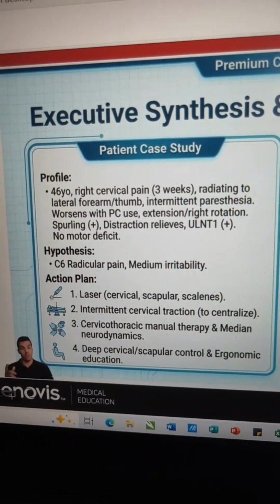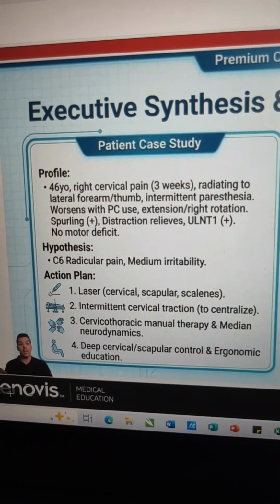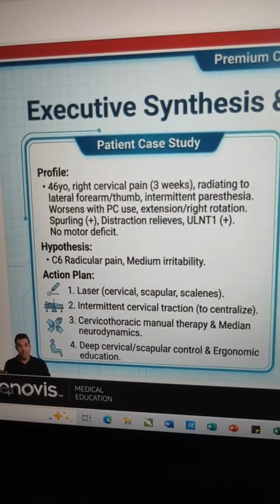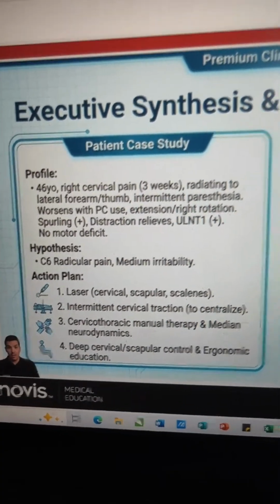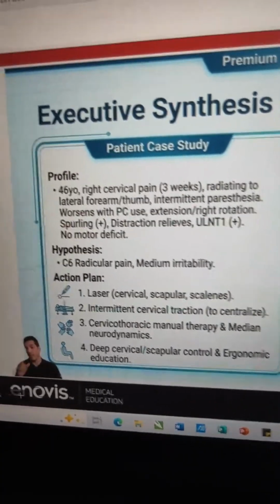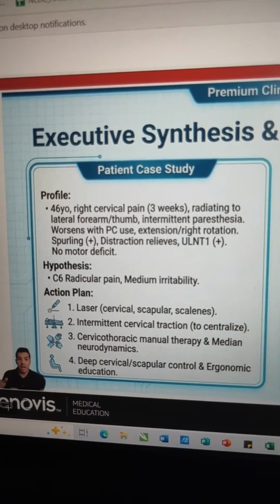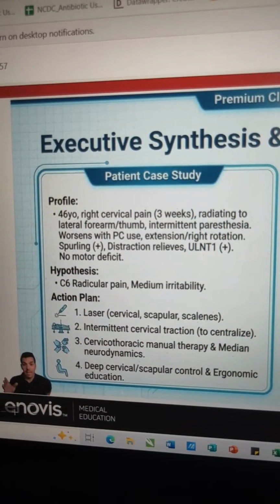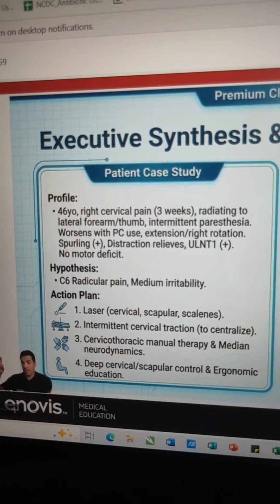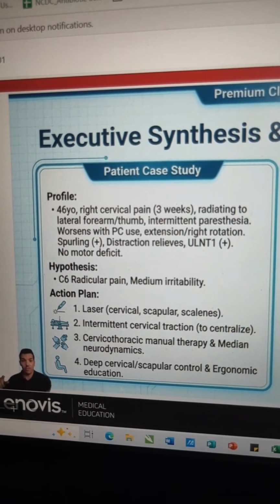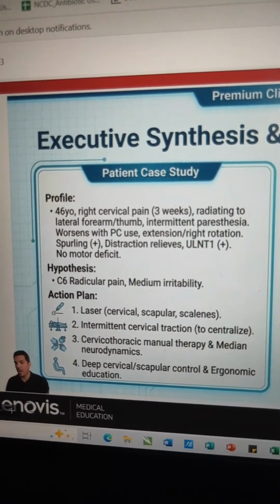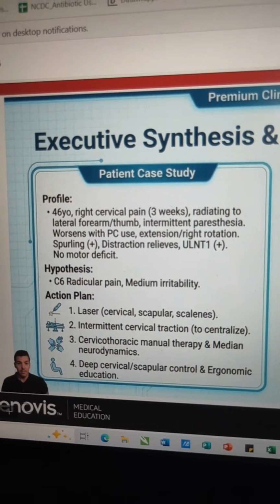Cervical distraction provides relief, and the neurodynamic test of the median and radial nerve areas reproduces the symptoms, but there is no motor deficit. With this information, the main hypothesis is radicular pain related to the lower mid-cervical region, isn't it? At the level of the radial nerve, we're talking about a moderate level of irritability.